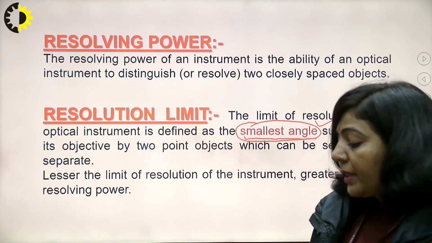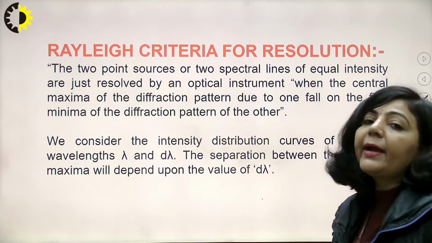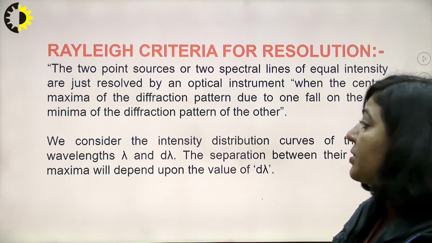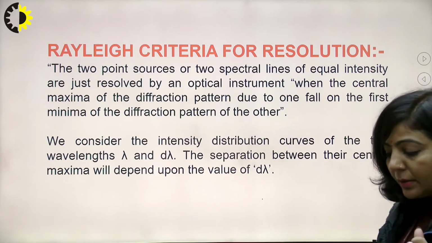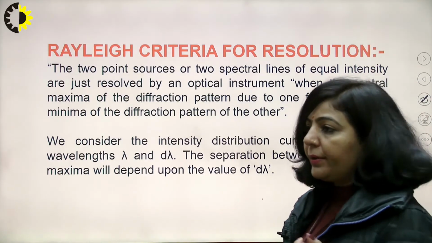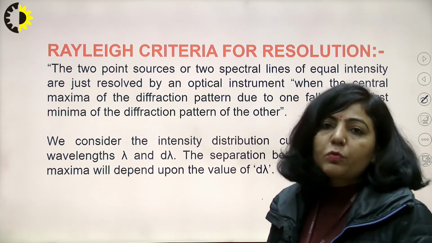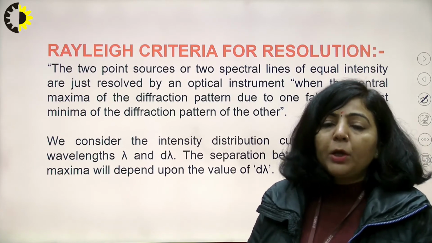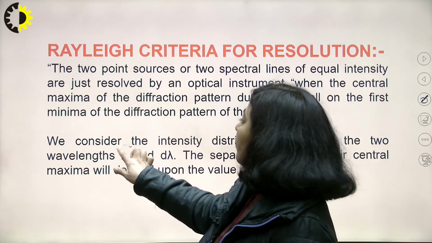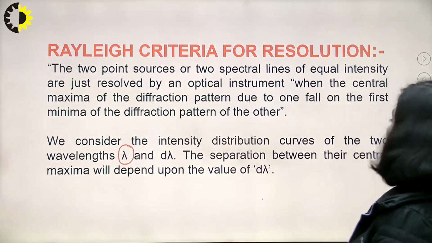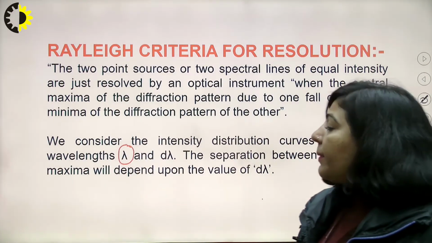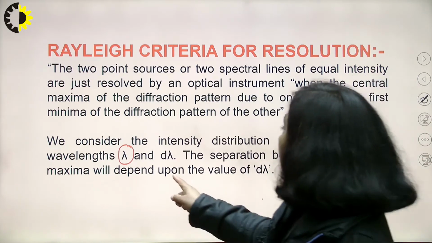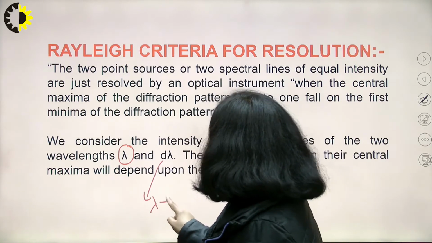Now I am going to take today's topic, that is the Rayleigh criteria of resolution. In order to understand it, we are taking a simple example of two different sources. You have two sources, and the difference in their wavelength is very, very small. Suppose one light source has wavelength lambda, and the second source has wavelength lambda plus d lambda.